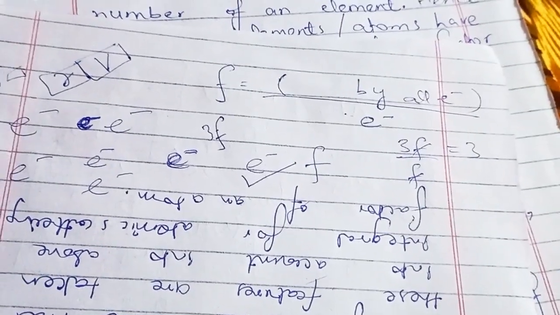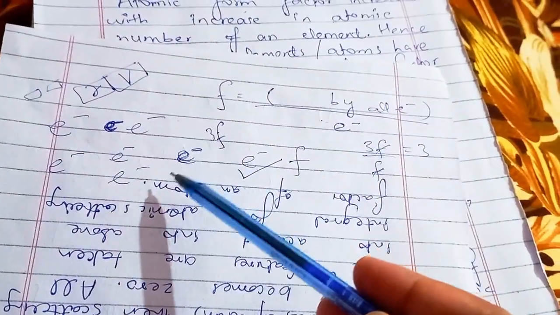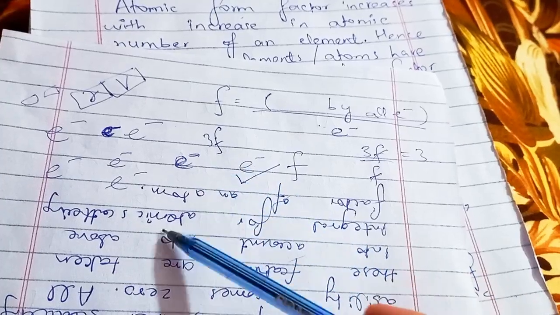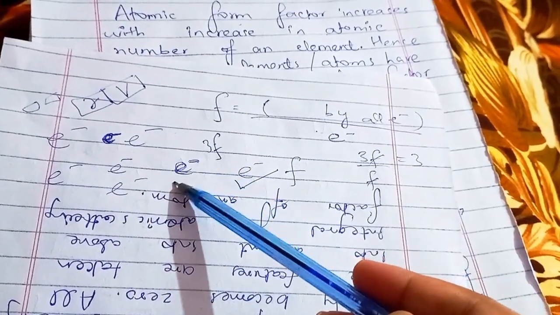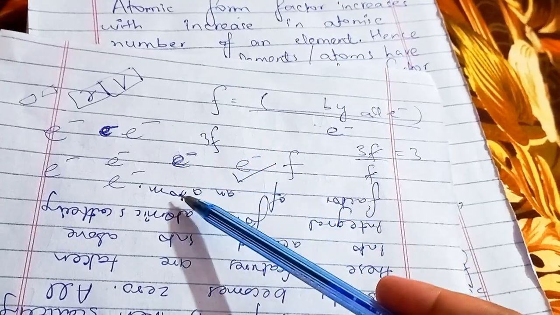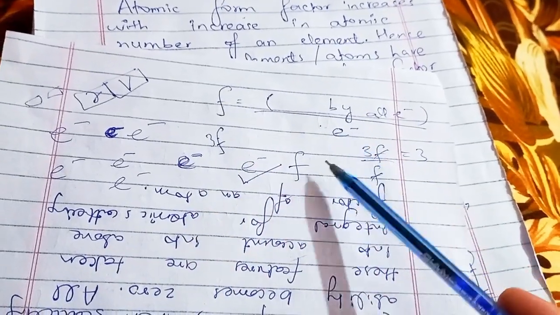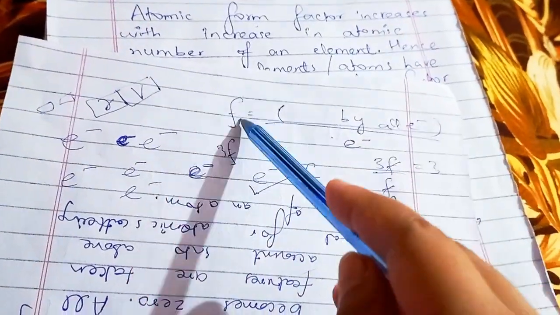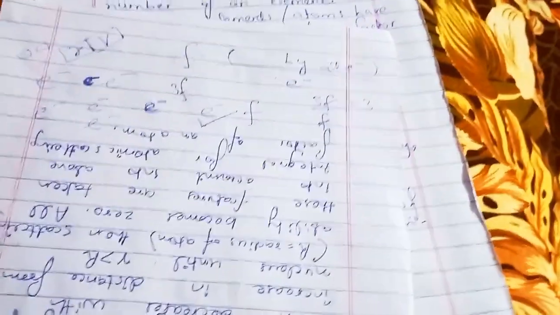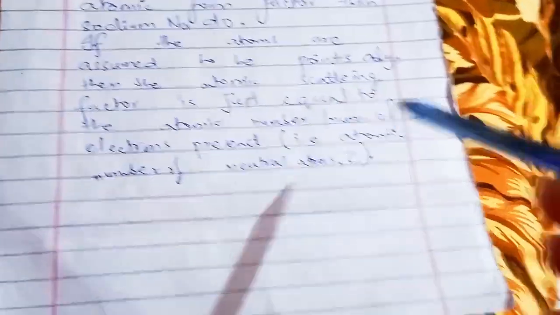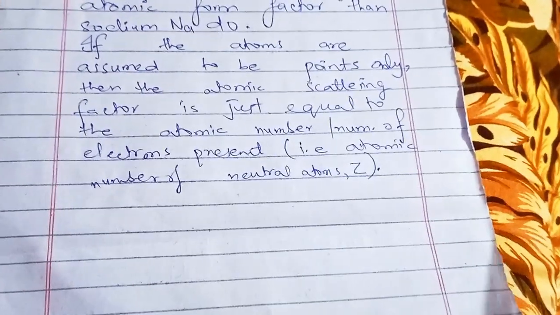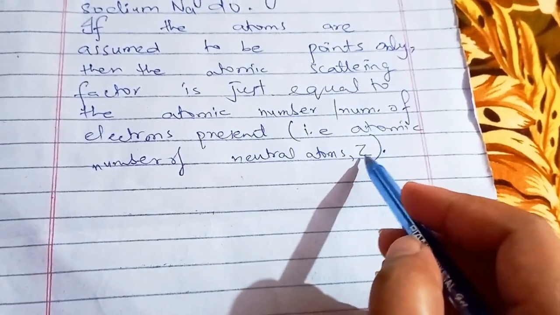Okay, this is understandable. If they were point objects only and all of the electrons are at the same position, then their ability just increases by the number of electrons present. So the scattering factor in the case of a point-like distribution will be equal to the number of electrons present, or number of scattering agents present, which is capital Z in here.